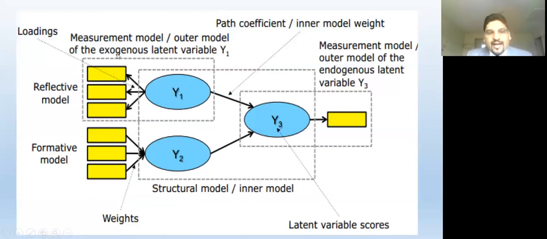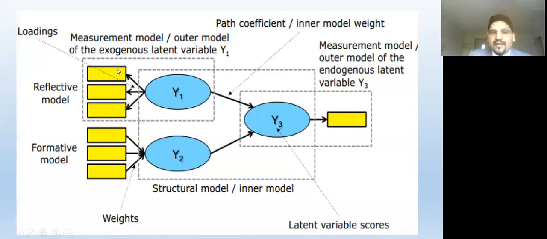But as you can see, we have other terms like exogenous variable and endogenous variable. Exogenous variables like Y1 and Y2 are exogenous variables. Why do we call it an exogenous variable? Because we don't have other variables that lead to this variable. But if you look at the endogenous variable like Y3, you can see two factors lead to this Y3, which is an endogenous variable.